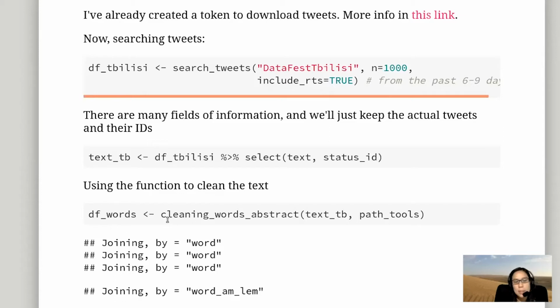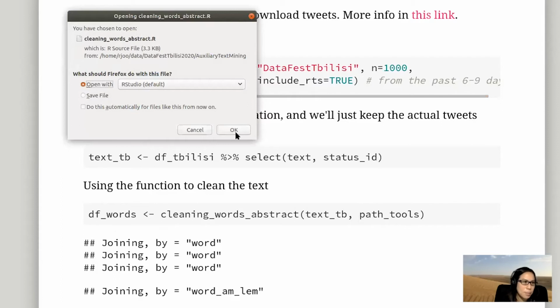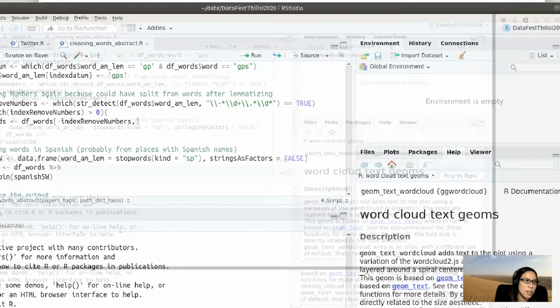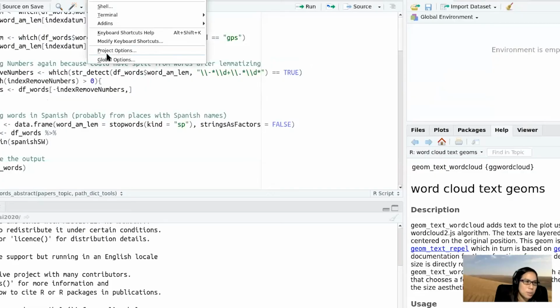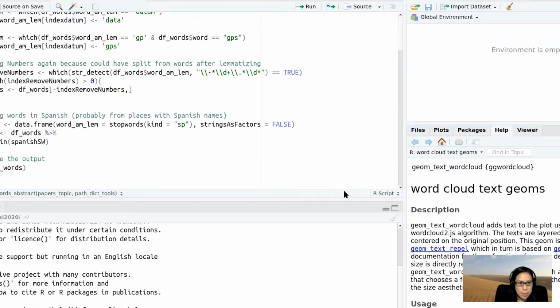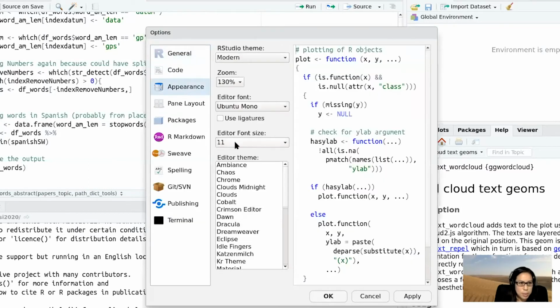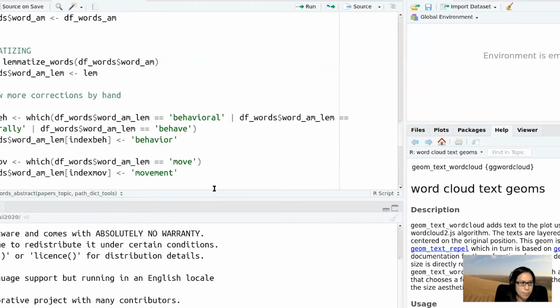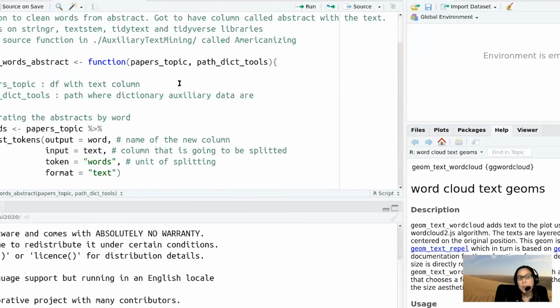So of course, it would be better to take a look at the cleaning words abstract function. So we're going to take a closer look, and I'm going to open it in R using RStudio. I am going to make the font size bigger, just to make sure that you can look at it. Okay. So this is what my cleaning function looks like.